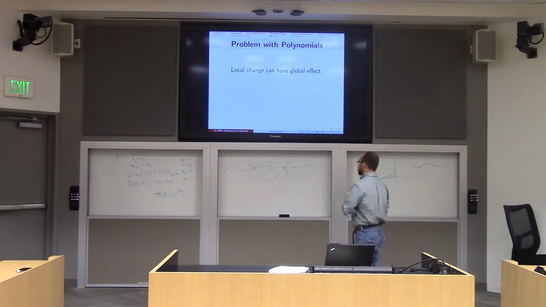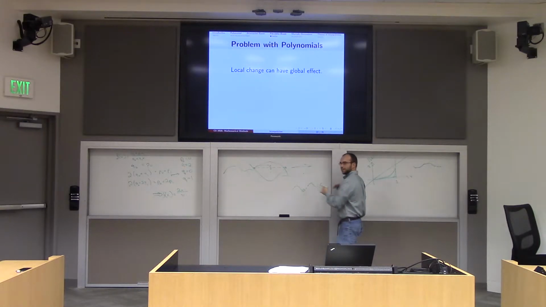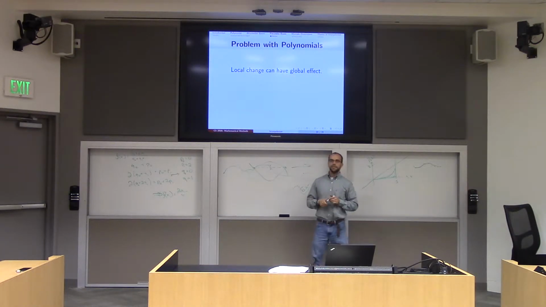Because if I have a very densely sampled function, somehow, if I take this one point and I jiggle him up and down a little bit, I expect his effect on the interpolated function to be kind of limited to just the neighborhood around him. But that doesn't happen for polynomials. Yeah?